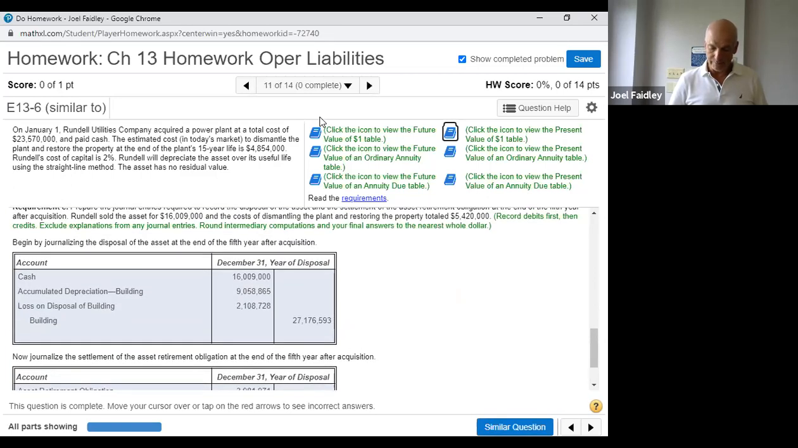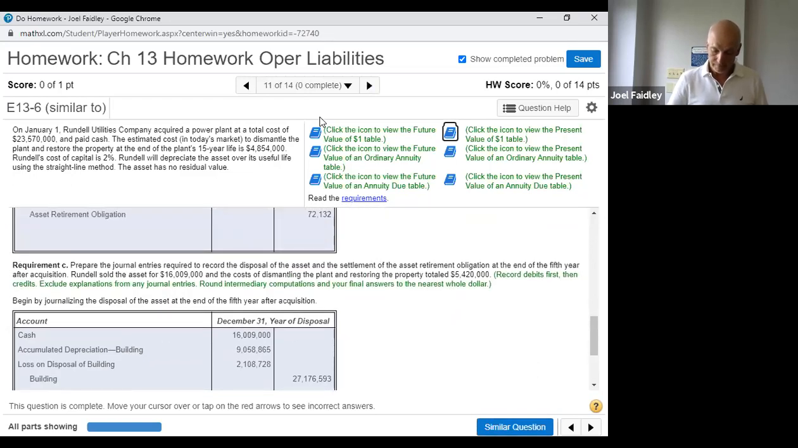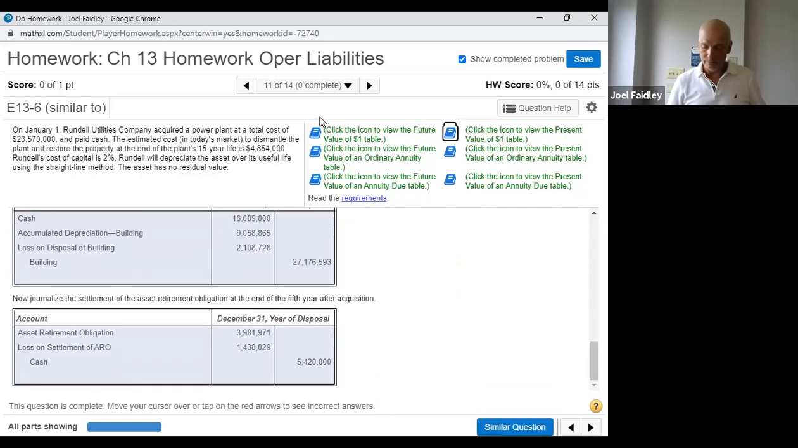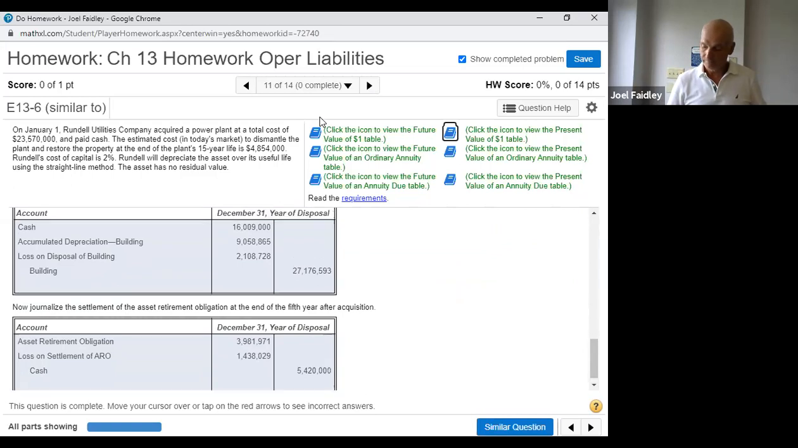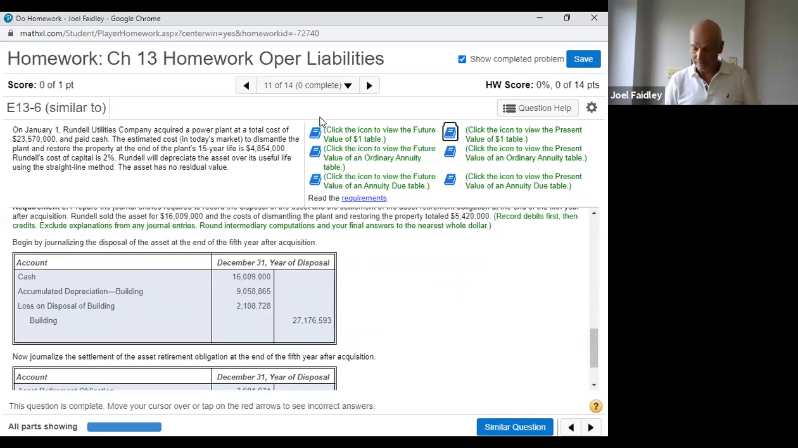But before we get there, we also have this cash that's being paid. Rundle sold the asset for $16.9 million. So if I'm Rundle, and I've got the power plant I'm selling, I'm getting $16,009,000 for that. There's my cash. There's the original cost of the building, right? $27,176. Plus what? Plus the actual present value, the $36,065.93, right?